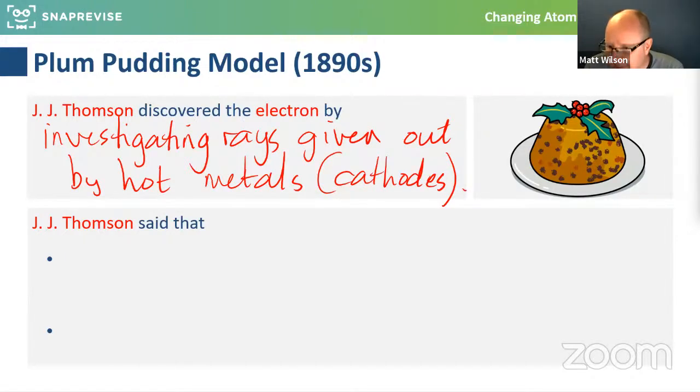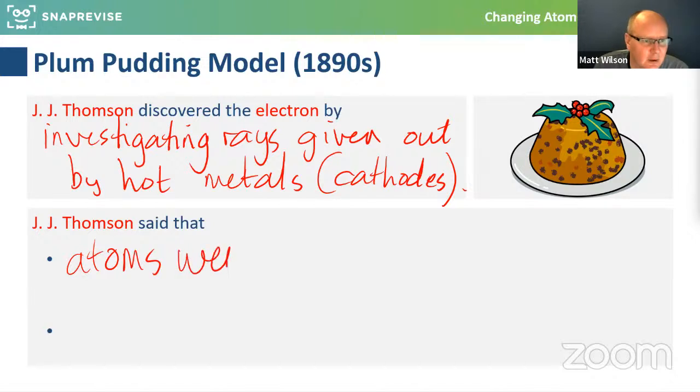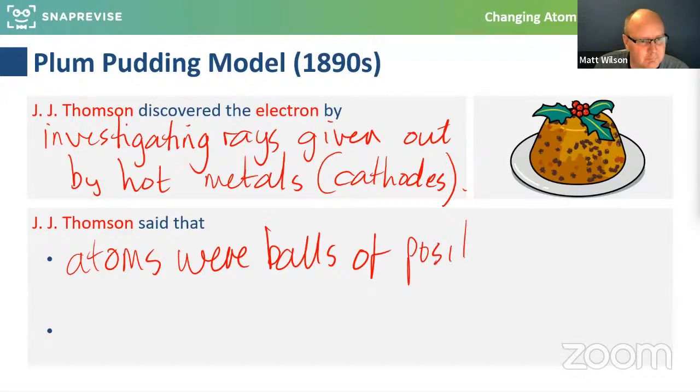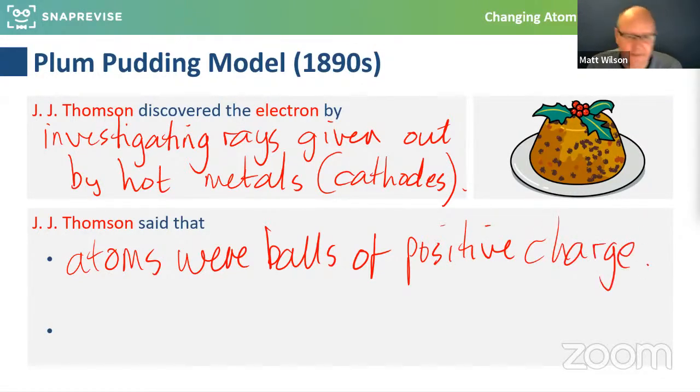Hi there, Ravi. So yeah, a little earlier we talked about where the term atom came from. It was Leucippus and Democritus, Greek philosophers, who came up with that word. And the word atom means indivisible. It comes from the Greek word atomos, meaning indivisible. Now, J.J. Thomson said that atoms were balls of positive charge and that within those spheres of positive charge, atoms had negative electrons embedded within them.